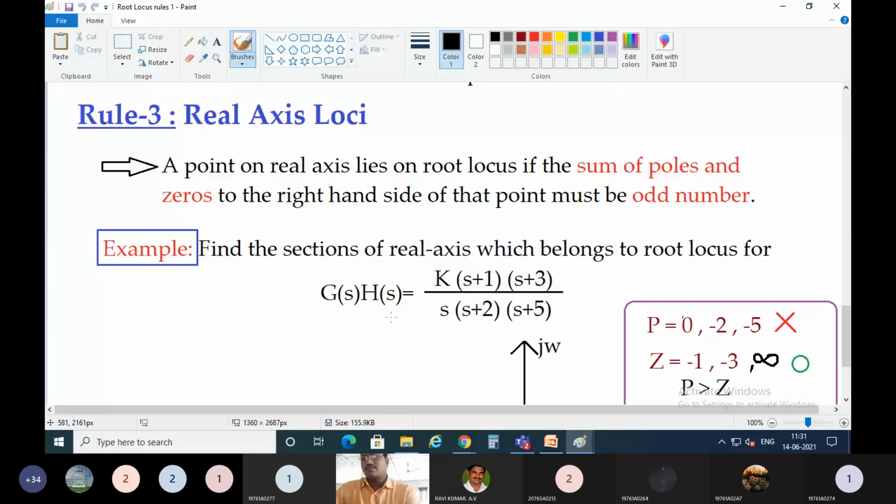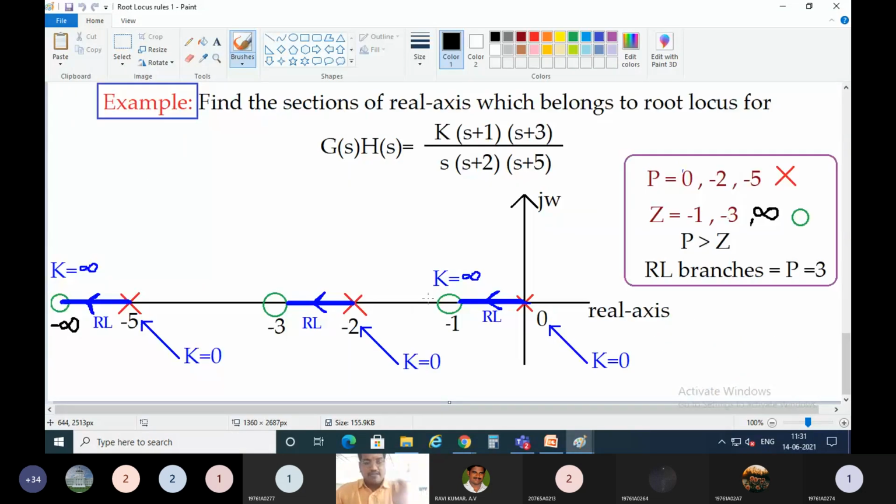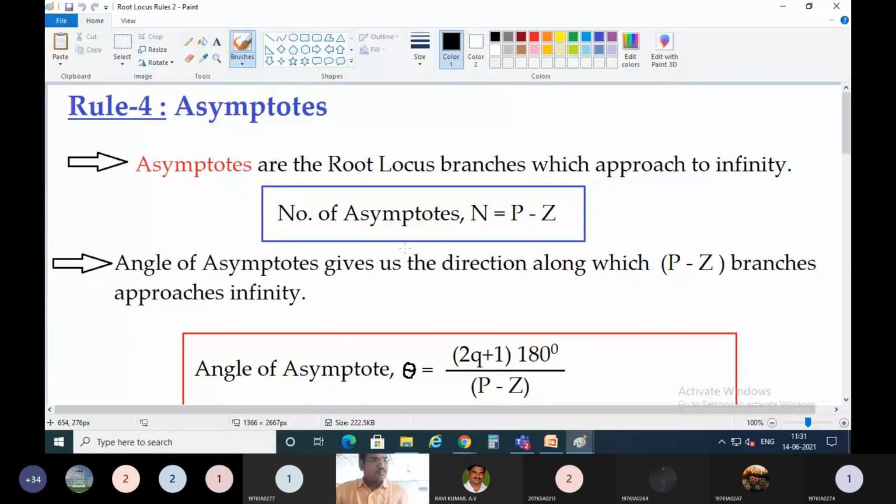Next, rule 4. Rule 4 is asymptotes. If the root locus branches are 3, these 3 branches start at open loop poles and end at open loop zeros. If there is no open loop zero, all these branches terminate at infinity. That means the open loop zeros are available at infinity. Those root locus branches which approach infinity we can call asymptotes. So the number of asymptotes is equal to p minus z.